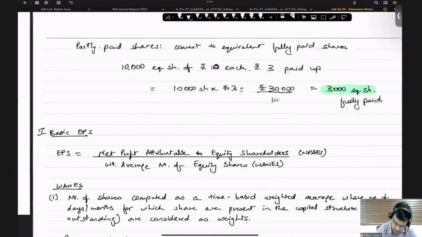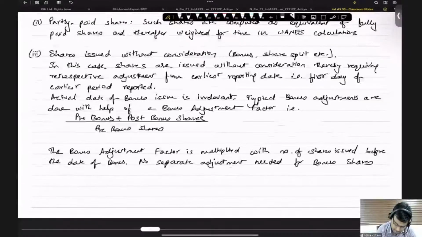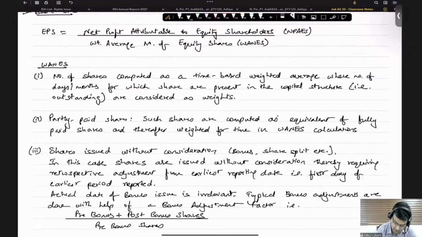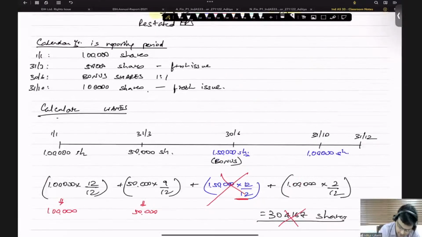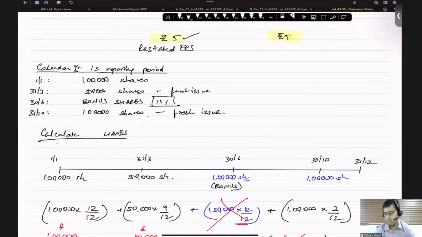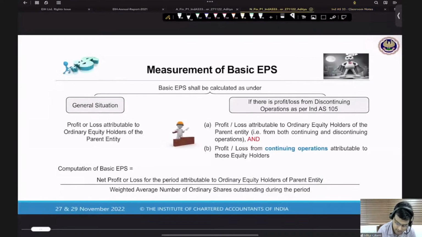How many bonus shares did I issue in the example? Oh, I removed that example. No, it's there here. See, 1:1. So 1 pre-bonus, 1. So post is 1 plus 1, that is 2. So 2 by 1 used to be 2. This is the bonus adjustment factor. Okay. All right. Fine.